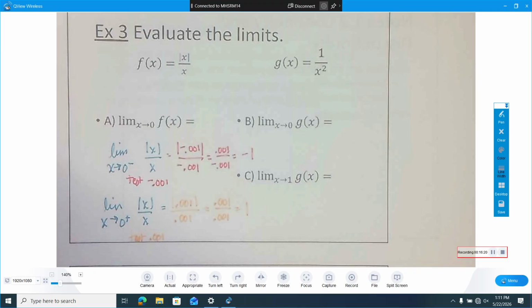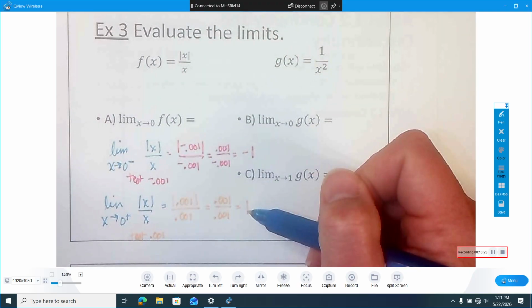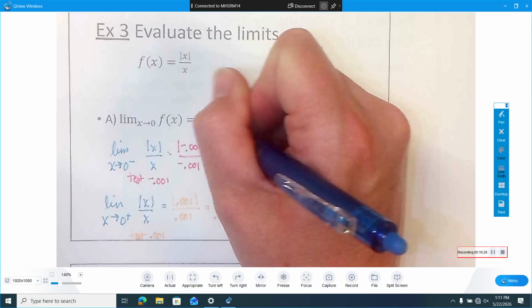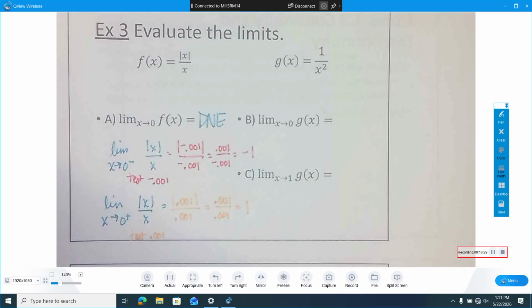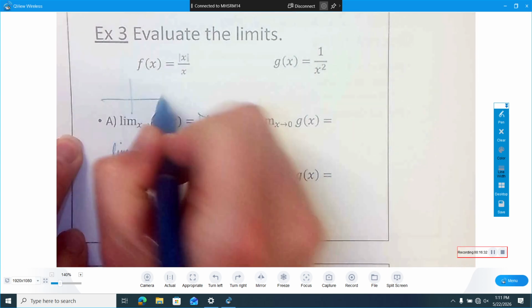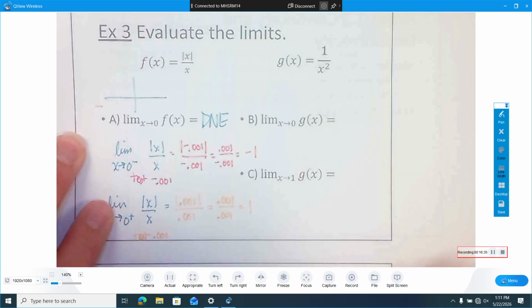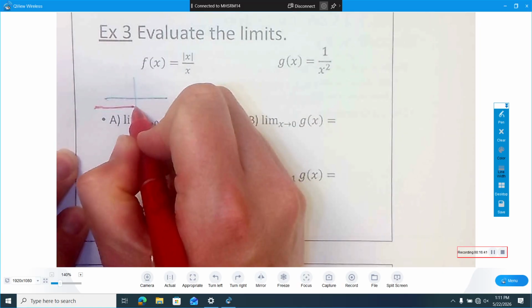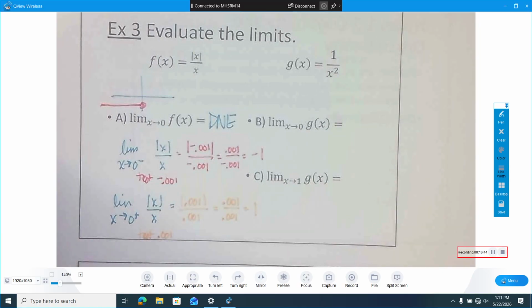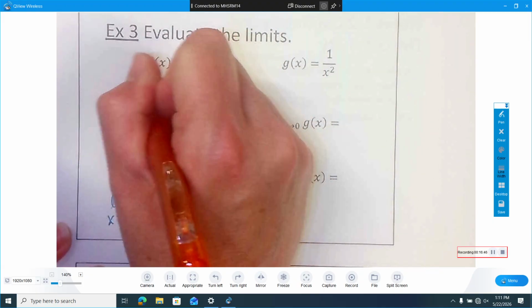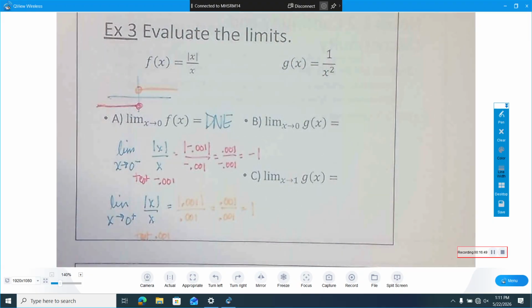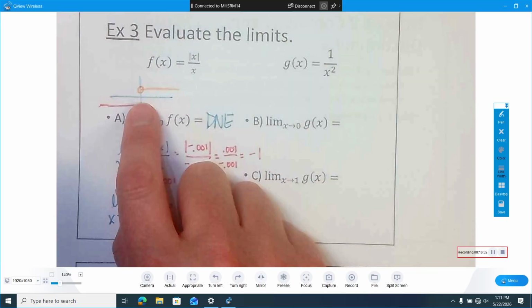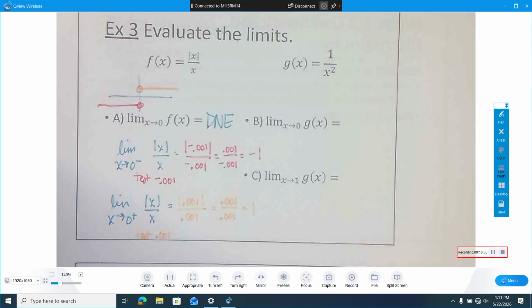Do they match or are they different? Different. They're totally different, which means this does not exist. And why does it not exist? Because there's a jump. Graphically, one side to the left has a value at negative 1, and it's undefined at 0. And then on the right side, it's always a value positive 1, but it's undefined at 0. There's a big jump. They don't meet up. So it does not exist. The limit does not exist. Okay? Does that make sense to you? Yeah. Okay.